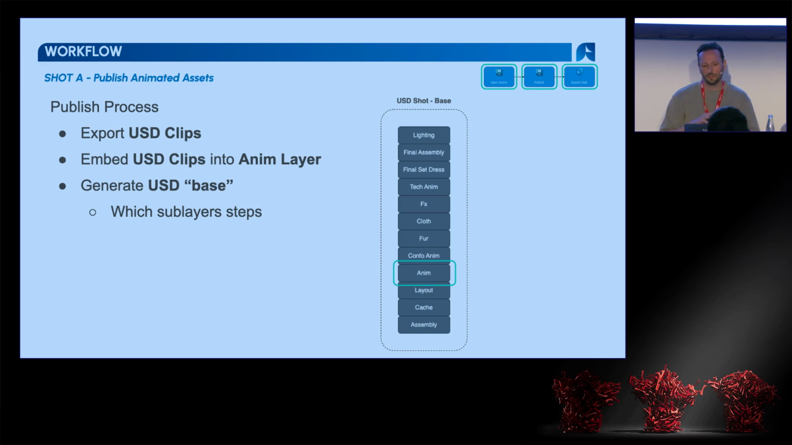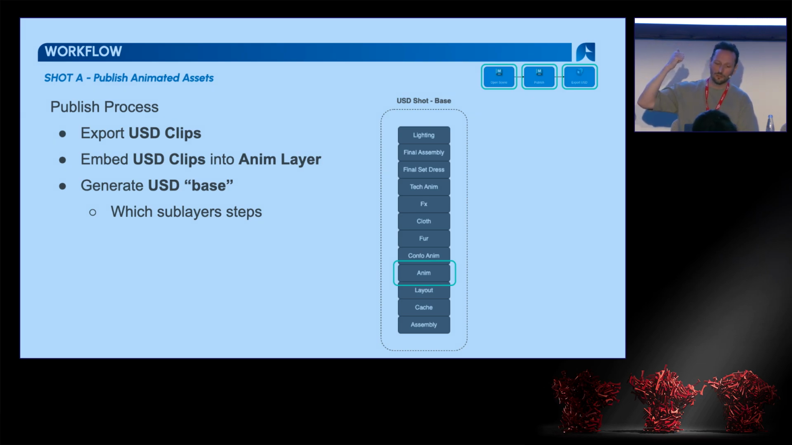So what happened during the publish? First, we export a USD clip to have one USD file per frame. We take this USD clip and put it into an animation layer, a USD file. And then we will generate a new USD base. That's the term at Superprod to say the file that represents the shot.